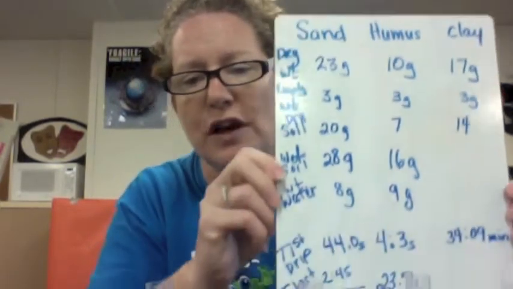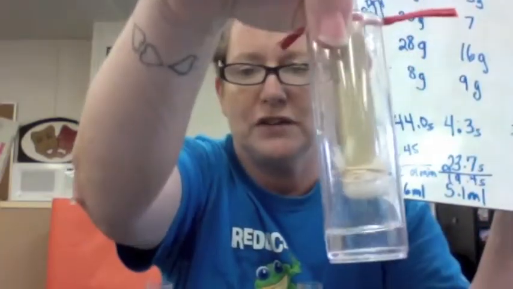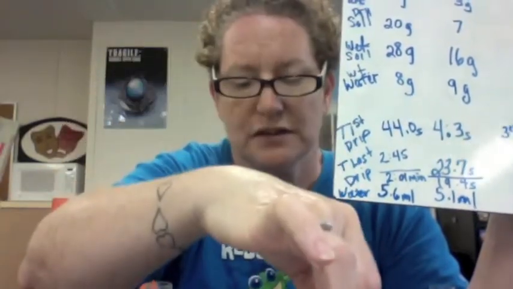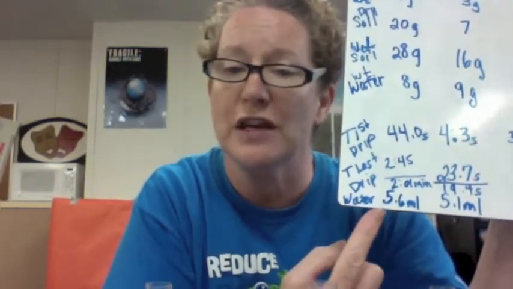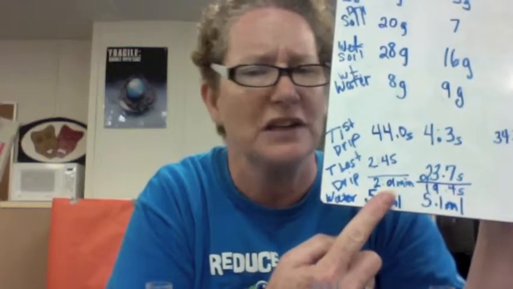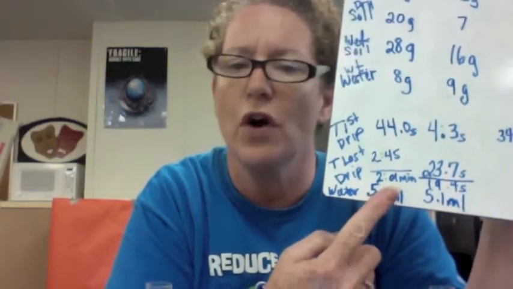And sure enough, when I get down to the bottom here, you can see that when I measured the amount of water that came out, the water in the bottom of the test tubes, the humus gave me 5.1 milliliters, and the sand gave me 5.6. So that's how much water came out of those two. Okay, but look how much time it took. It's kind of interesting. The humus only took 19.4 seconds, and the sand took a little over 2 minutes for all the water to drain through.